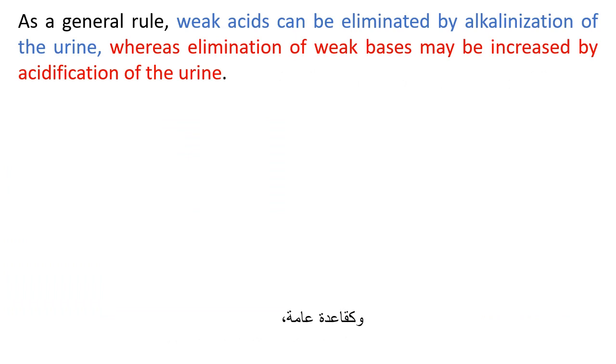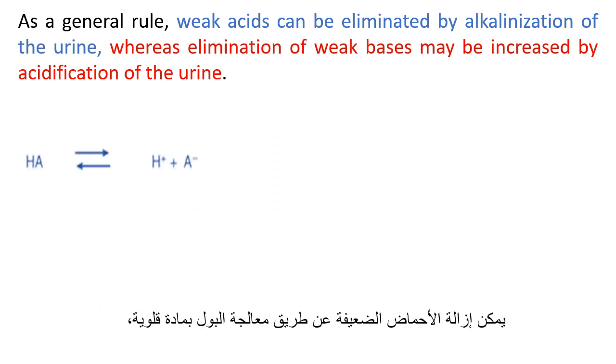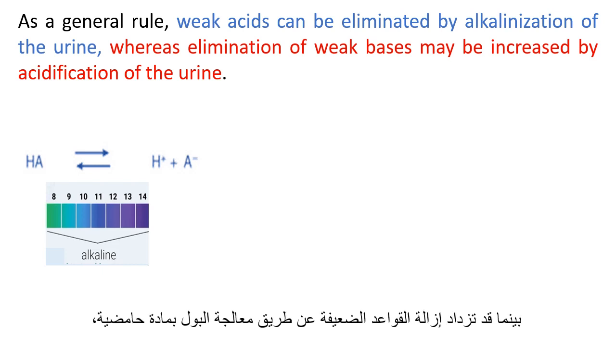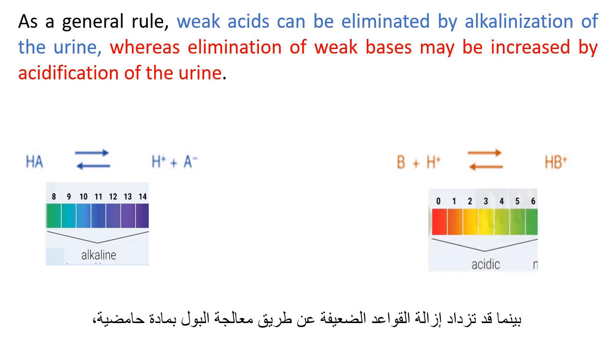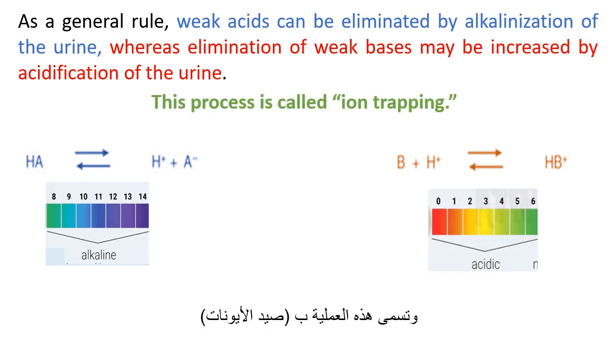As a general rule, weak acids can be eliminated by alkalinization of the urine, whereas elimination of weak bases may be increased by acidification of the urine. This process is called ion trapping.